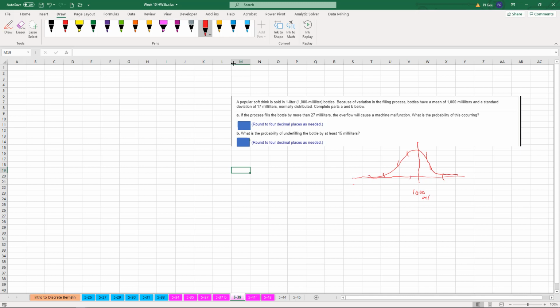It's only 17 milliliters down from the mean and up by 17 milliliters. Not a lot there. So this is probably a process control type of thought process here. If the process fills the bottle by more than 27 milliliters, just to keep an eye on what 27 means, because we're talking in terms of standard deviations, 2 standard deviations is going to be out there at 34 milliliters. So 27 is going to be between 1 and 2 standard deviations above the mean. So what's the probability of that occurring?